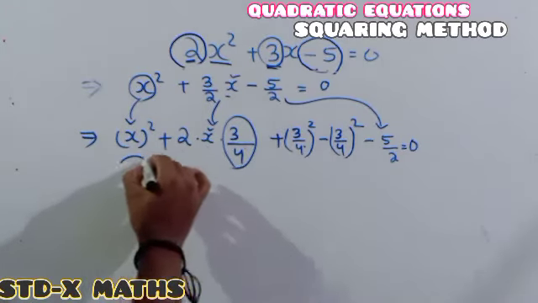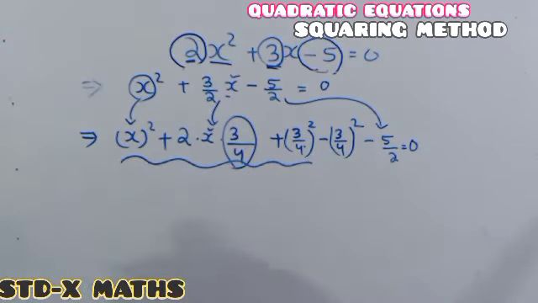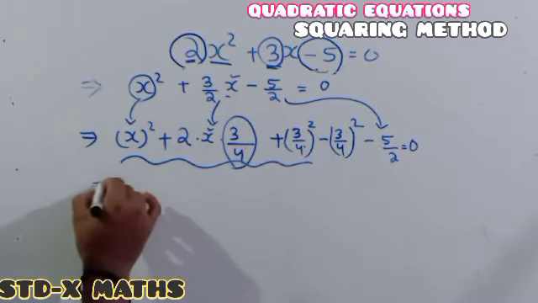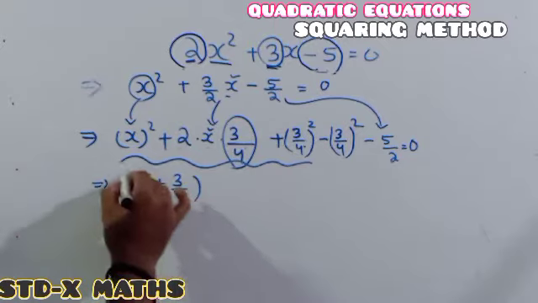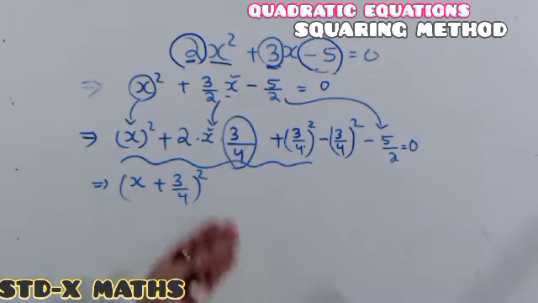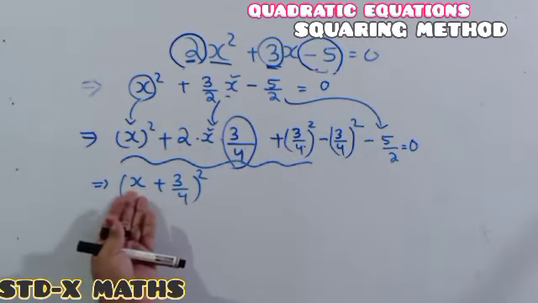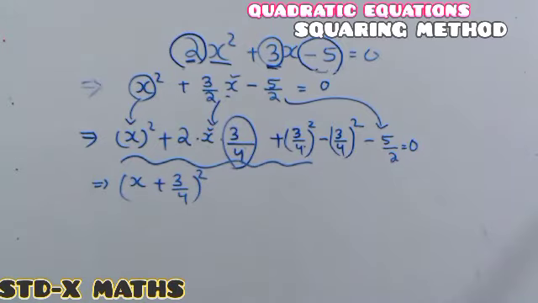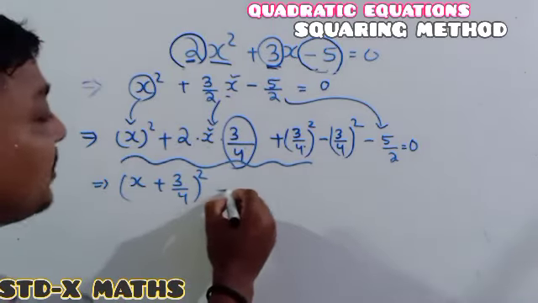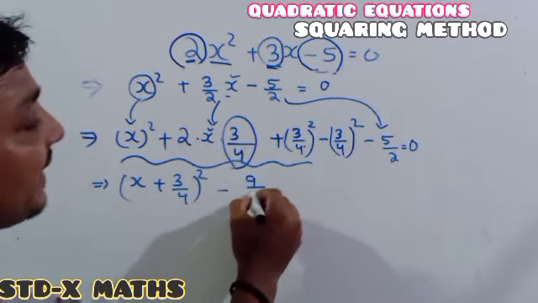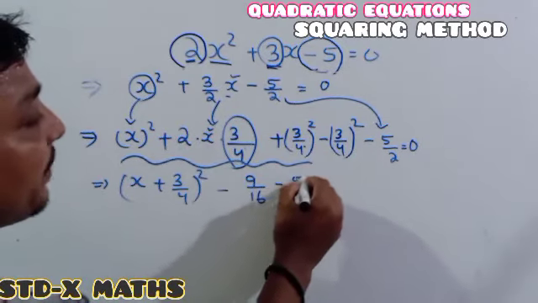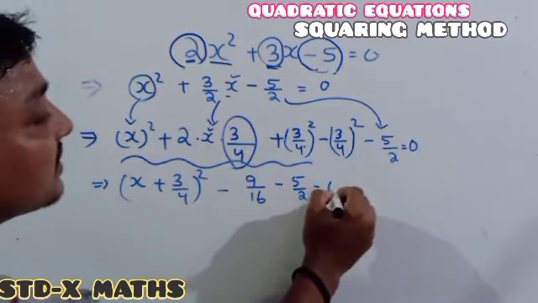This one is the formula of (x + 3/4)². This one is the expandable form of a² + 2ab + b². So for which I have written it as (x + 3/4)². Then after that, what is pending? This one. It means I can write it as 9/16. Next one is our 5/2, which gives us 0.